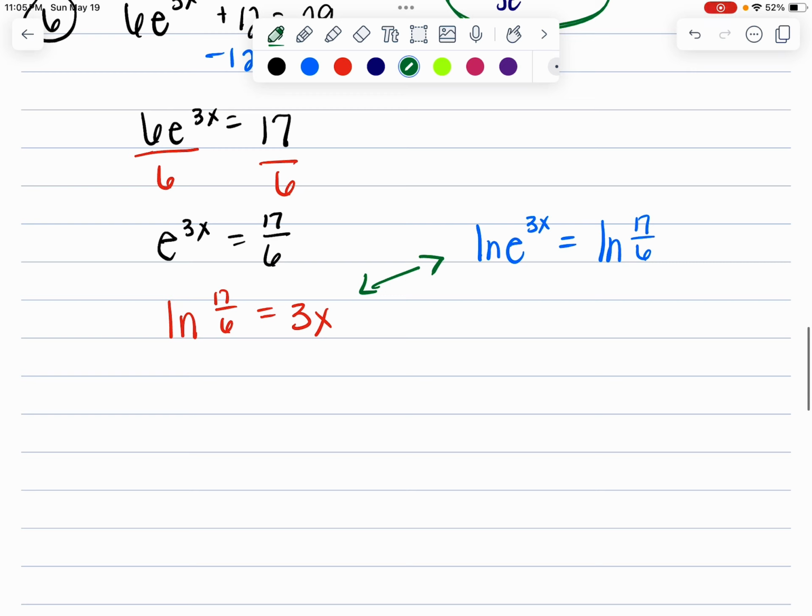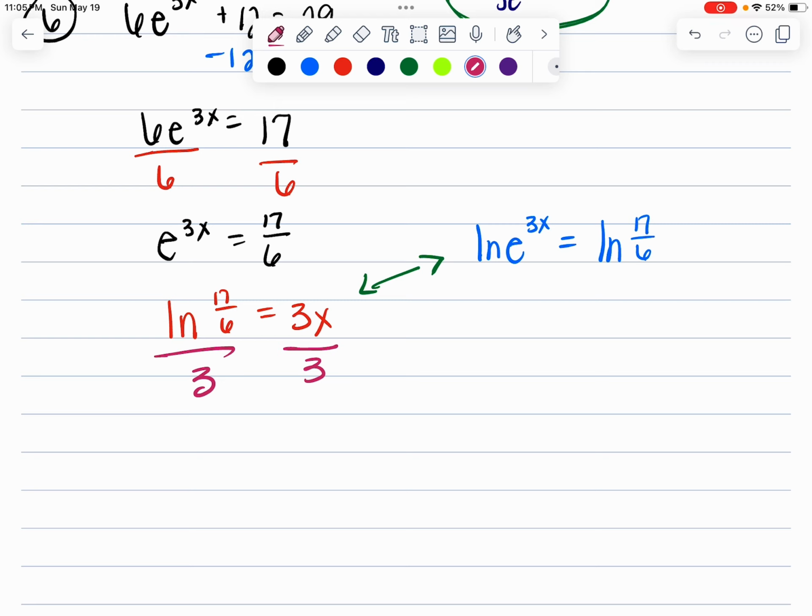Now, the natural log of 17 over 6 I can do in my calculator, and since this is just an equation, I know I'll be just dividing both sides by 3 anyway. So that's what I'm going to do in my calculator. I'm doing the natural log, if I can find my button, of 17 over 6. And get that really nice decimal. And then divide that by 3.